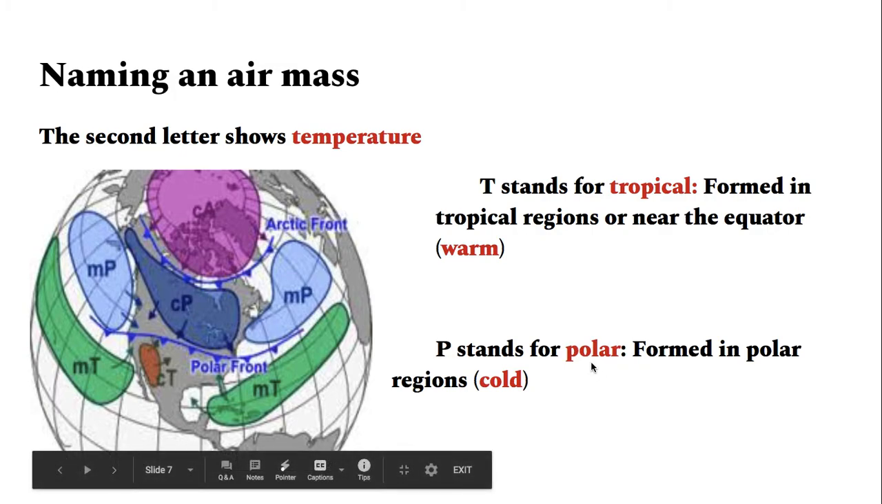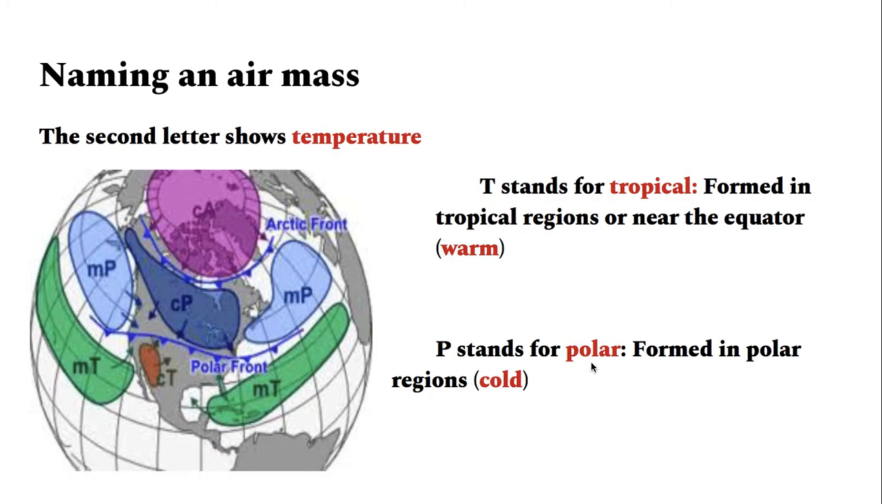P stands for polar. All right, if you think about polar, polar bears live where it's cold. All right, so my CP air mass, remember C is dry, P is polar. It's over Canada. Canada is generally a cold place. Cold air comes from Canada. All right, so T is warm, P is cold.